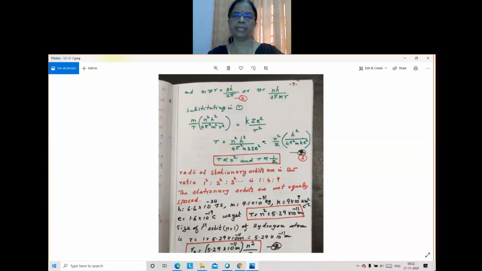കാരണം ഇതൊക്കെ ഡെറിവേഷനായിട്ട് ചോദിക്കും. റേഡിയസ്, ഷോ ദാറ്റ് റേഡിയസ് ഇസ് ഡയറക്ട്ലി പ്രൊപ്പോർഷണൽ ടു സ്ക്വയർ ഓഫ് ദ ഓർബിറ്റ്. ദാറ്റ് മീൻസ് nth ഓർബിറ്റ് ആണെങ്കിൽ n സ്ക്വയർ, ഫസ്റ്റ് ഓർബിറ്റ് ആണെങ്കിൽ 1 സ്ക്വയർ, ലൈക്ക് ദാറ്റ്.